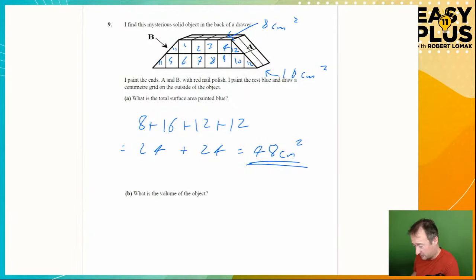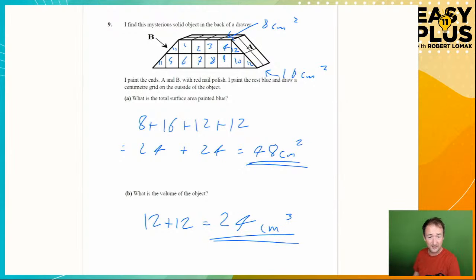The front layer of cubes here, we've already counted up. It's got an area of 12 centimetres squared. That's another way of saying that this front layer, so this part kind of here, not the squiggle at the end, but the rest of it, is 12 centimetres cubed. And there are 2 layers, a front layer with 12 cubic centimetres, and a back layer with 12 cubic centimetres. 12 plus 12 equals 24 centimetres cubed. It's as easy as that.